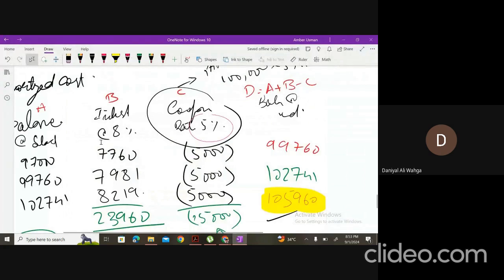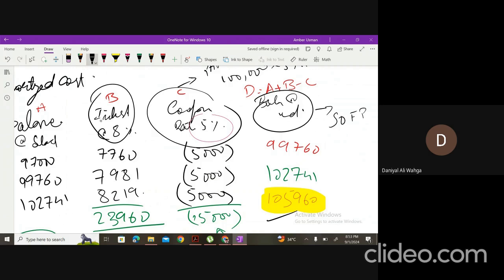This amount, the column B, this is the net income. This will be taken to the statement of profit and loss as net income, and this amount is the value which will be taken to the statement of financial position as a non-current asset, and at the end it will be considered as a current asset.